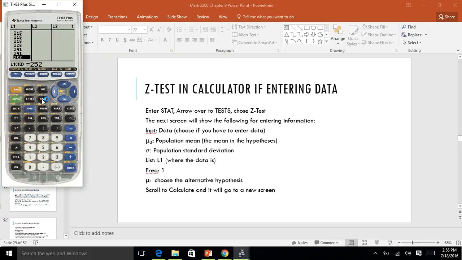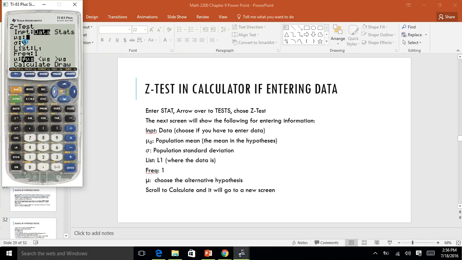And then the next thing I'm going to do is go over to stat, scroll over to test, and then hit enter for z-test. Because I have data, I'm going to click where the data is flashing and hit enter. And then I keep scrolling down and put my information in.